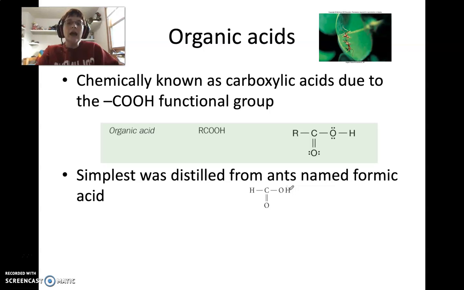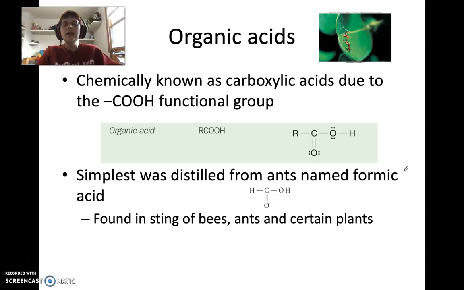The simplest organic acid was actually originally distilled from ants. That's why we've got the little ant up here in the corner. This is called formic acid. And it's not just found in ants. That's where it was originally distilled from, but we actually find formic acid in the stingers of ants, bees, and plants. If you've ever been stung by a bee or an ant, or I believe stinging nettles, they all contain this formic acid, and this is what makes it burn. It's actually an acid, so it's actually burning you.